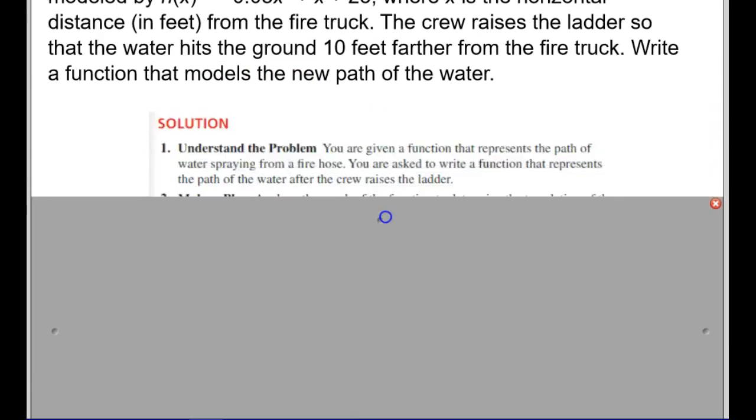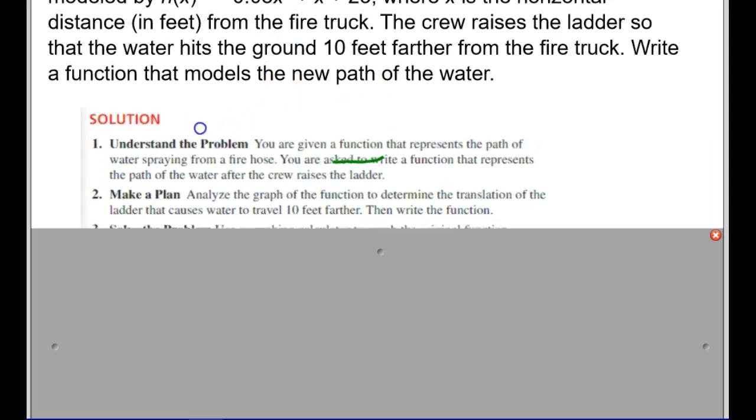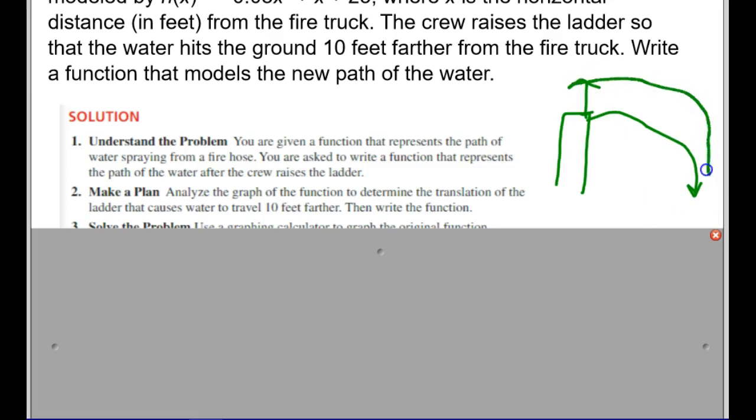So here's what we do. We don't always have to follow all of these steps, right? We just have to figure it out. And I know I'm going 10 feet farther. So I would always draw myself a picture, right? If this is what I'm looking at, here's my fire truck, and here's the water spraying. I know that I raise this up some so that it hits 10 feet further, plus 10 feet. So I know that I'm moving 10 more feet to the right.